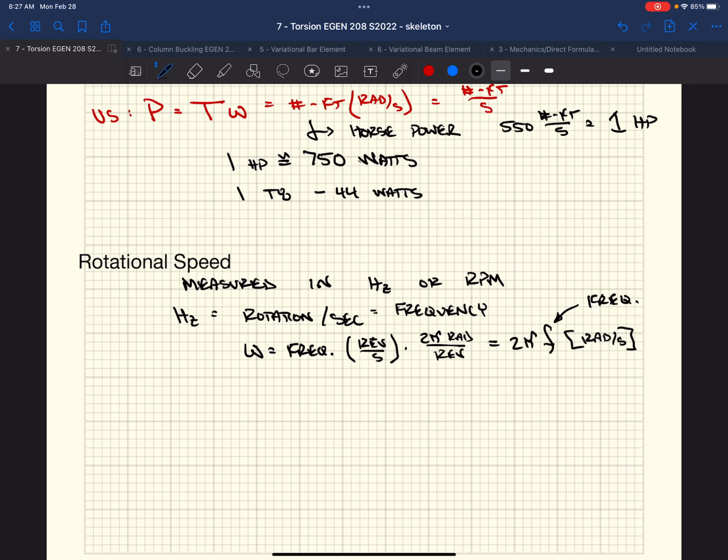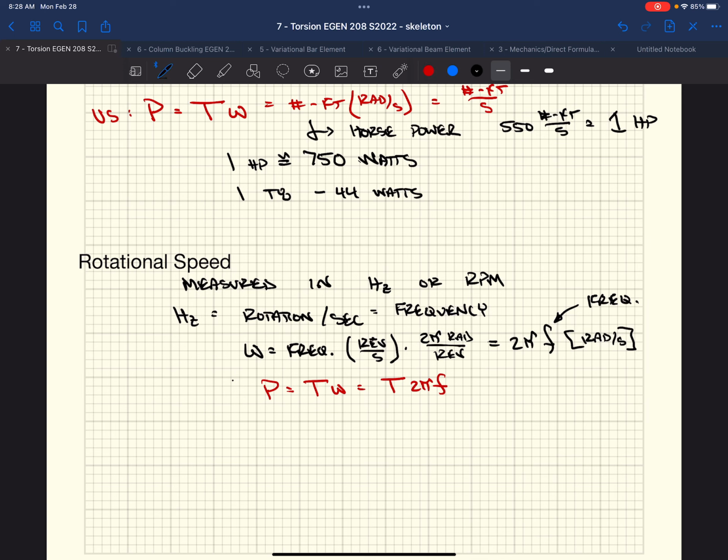What does that do to our power equation? Well, it just adds an extra term there. So now we can say power, in terms of hertz, if we were given hertz, is torque times rotational speed, which would be the same as torque times 2 pi times the frequency, right? So that would give us our power.